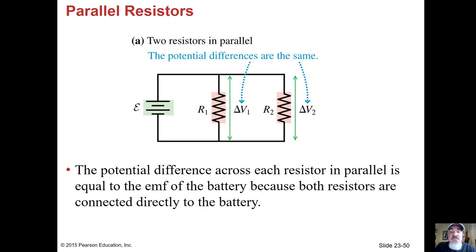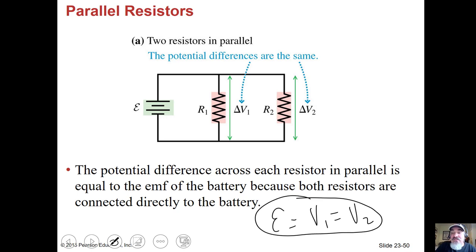Okay, so in parallel, you have the same voltage. So the voltage of the battery, the squiggly E, is equal to V1, and that's equal to V2. You're raised up to the same level. Now it's the currents that are going to be different. Right? This is the current coming out of the battery. This we'll call I1. This one can be I2, and it's the currents that add up. So the total current is I1 plus I2.